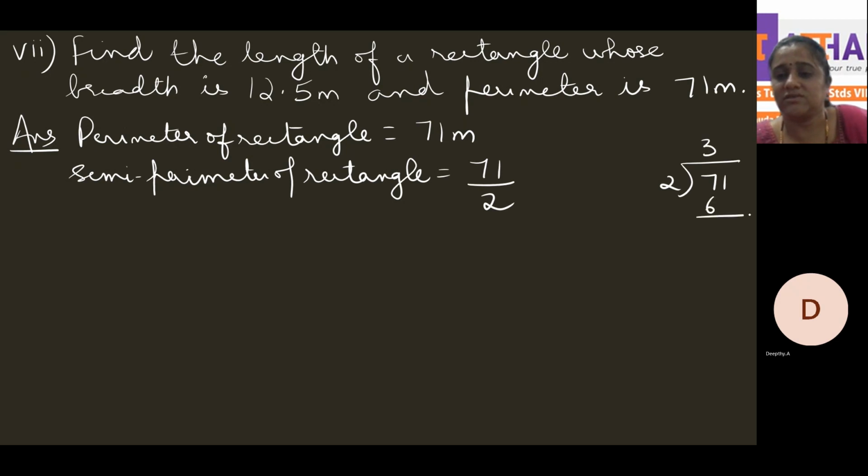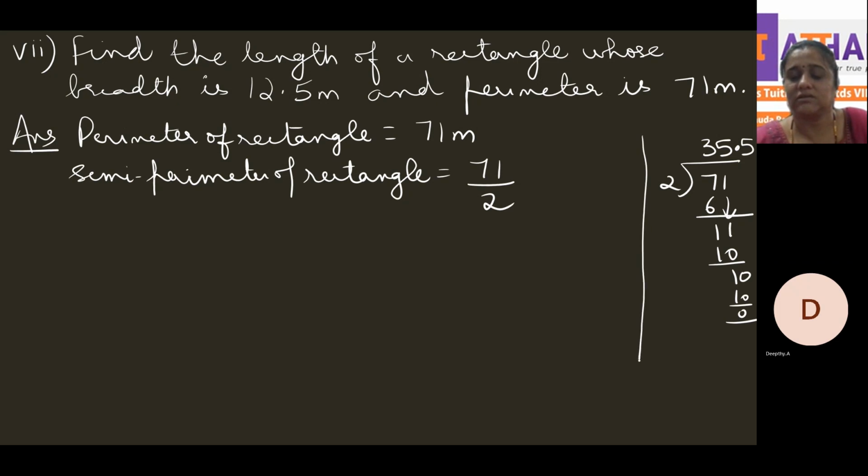2 3s are 6. 1 remains. 1 comes down. 5s are 10. 1 remains. Keep a point. Add a 0. Do we know that? 2 5s are 10. 0. So this is 35.5 meters.